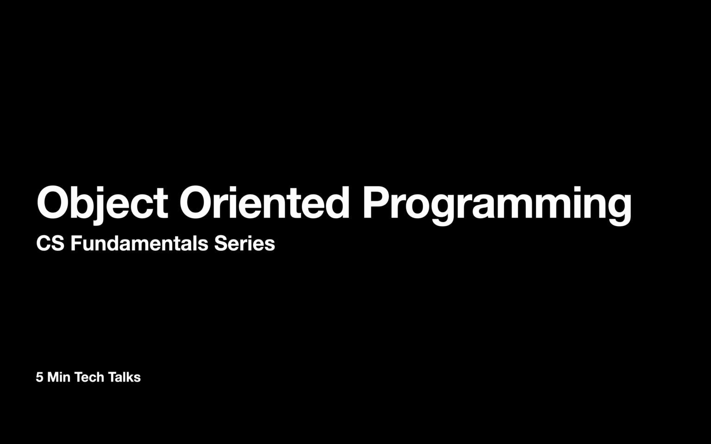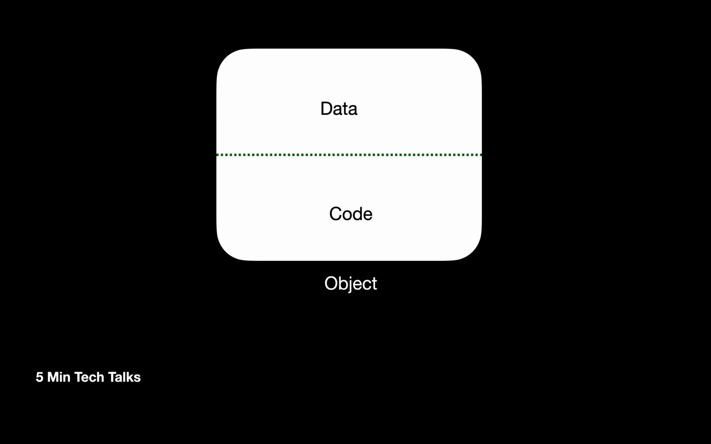In this video, we'll be covering object-oriented programming, which is part of our computer science fundamental series. So let's get started. What is object-oriented programming, or OOP? Object-oriented programming is a programming paradigm which is based upon the concept of objects. Objects contain data in the form of fields, often known as attributes or properties, and code in the form of procedures, often known as methods.